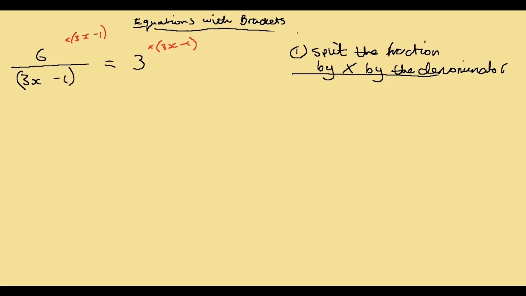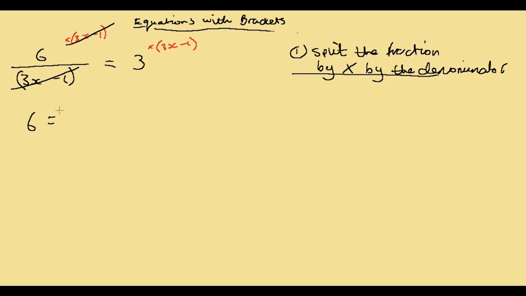So what will happen? Well, the 3x take away 1 times in by that just again cancels with the denominator, and we just get a 6 on the left. So it's nice and easy. You just end up with the numerator on the left hand side. It might be the right hand side if it's a different type of question, but the point is when you times by the denominator, all you're left with is the numerator.